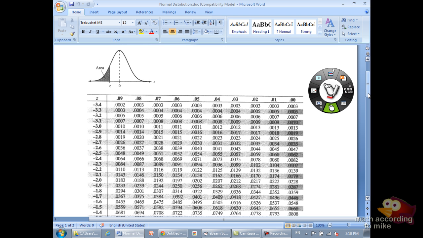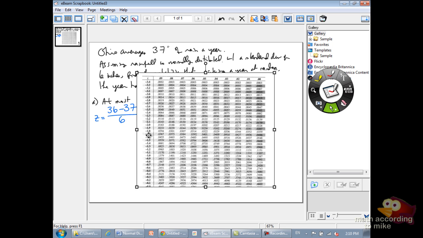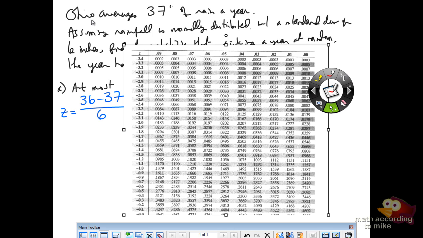So if you want anything that says above or between, you can't use the chart directly. You've got to do some math. Your chart will say less than. Okay, let me take a screenshot of this. All right, let's go back to here.